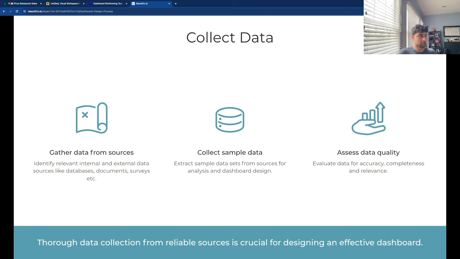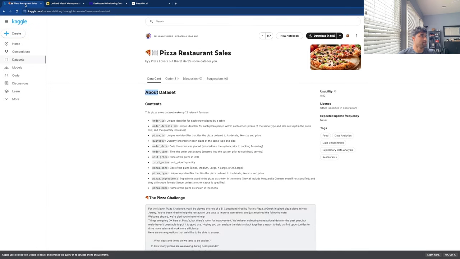After you are able to validate it, you want to actually collect data. In our case, we are going to use Kaggle. I already self-selected my data, and I'm going to use pizza restaurant sales. And we're going to be making a dashboard for the exec team, the leadership, and they can actually monitor how their restaurant's doing, what improvements they need to make.